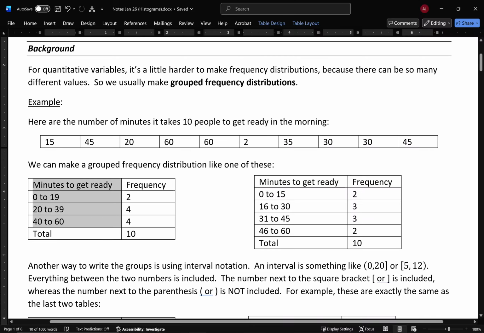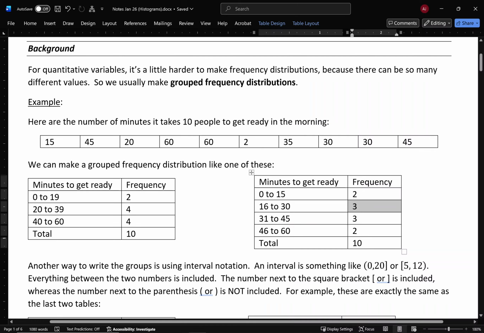So for example, for the different answers, we could have the ones that were 0 to 19. So there were 2 people that answered between 0 and 19, this 2 and this 15 here. And then we could have the answers from 20 to 39. There were 4 answers like that. And then from 40 to 60, and there were 4 answers like that. Okay? And there's different ways we could group the different values. So that was in 20-minute intervals, roughly. We could do it in 15-minute intervals instead. So there were 2 people from 0 to 15, 3 from 16 to 30, and so on and so forth.